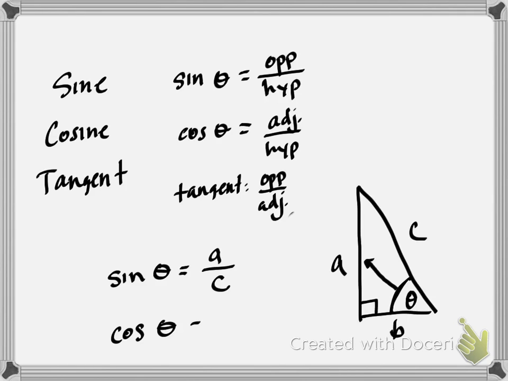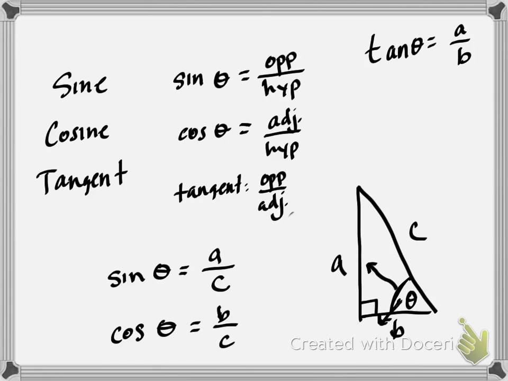Cosine of theta is the same idea, except it is the side adjacent to theta, which would be the B side. So you'd say B divided by the hypotenuse, which is C. And then the last one I'll do up here is tangent of theta. So tangent of theta is the opposite side divided by the adjacent side. So A over B.